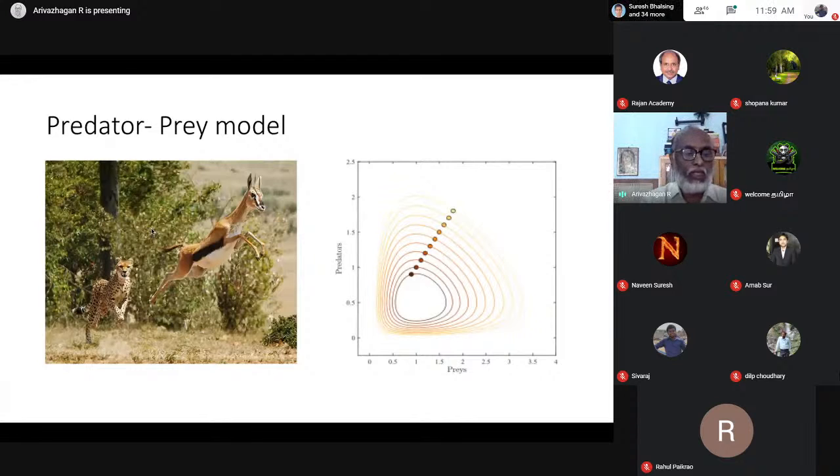In 1925, he used the equation in his book called Biomathematics. In this interaction, one species benefits and the other one is harmed, whether it may be a prey or predator. One is benefited, another one is harmed. It does not consider any competition among prey and predators. That is a very important thing. There is no competition between them.